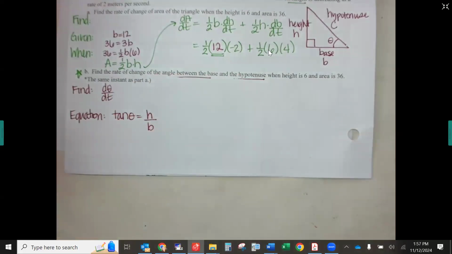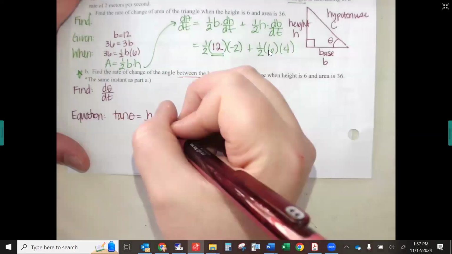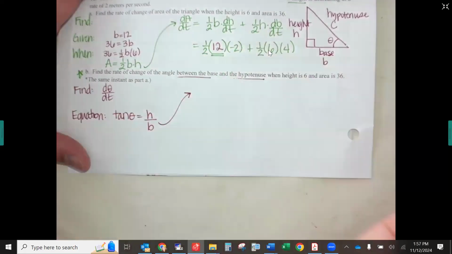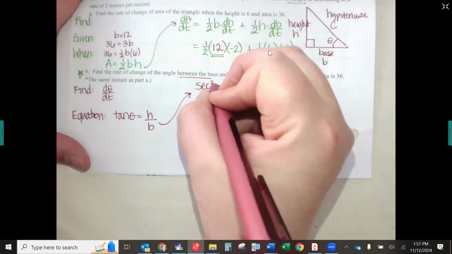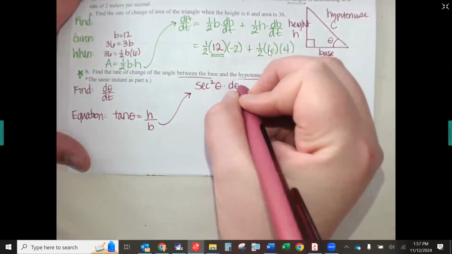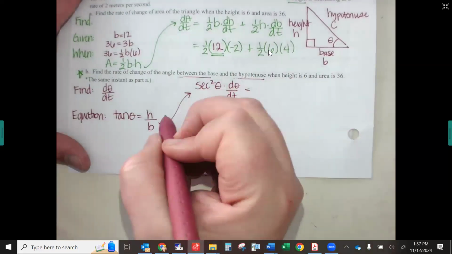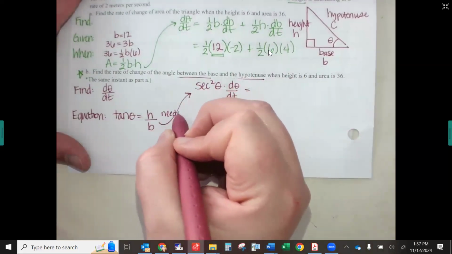And when you take the derivative, this is a fraction, what rule are you going to need to take the derivative on this side? Quotient rule. This exact same thing happens on your test. That's why we're doing it together. So on this side, let's do your derivative of your tan. What's the derivative of tan theta? Secant squared theta, thank you, d theta dt equals, and then on this side, it's going to need quotient rule.